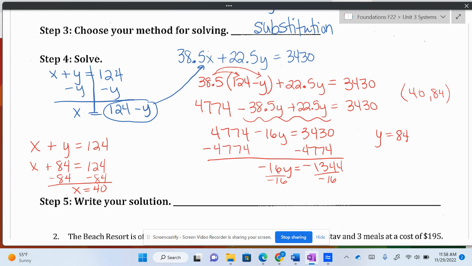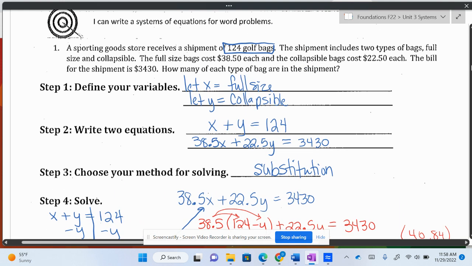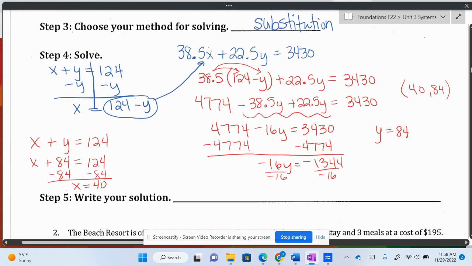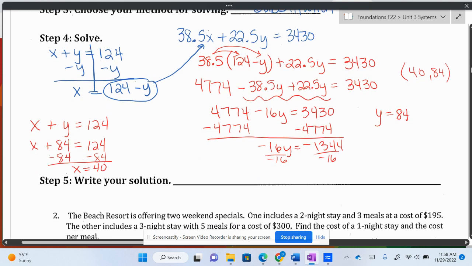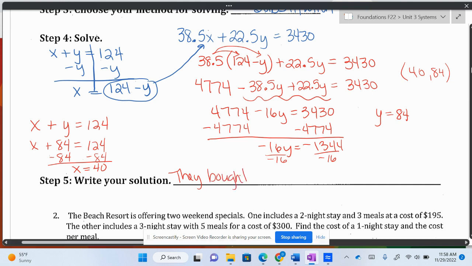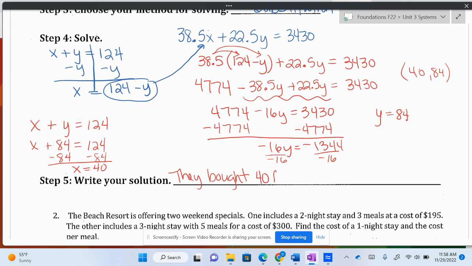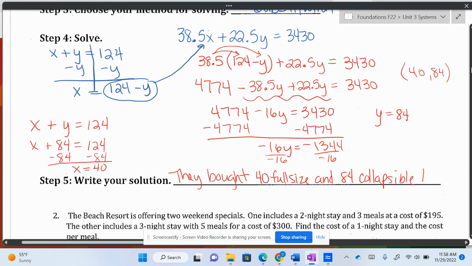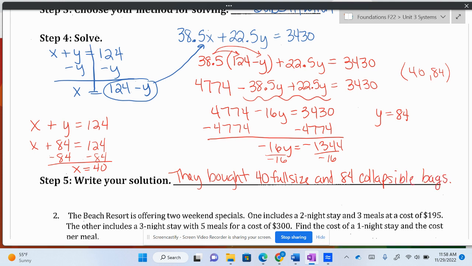Because this is a word problem, we need a sentence answer. Does that make sense? So who's buying this? Does it say who's the buyer? I'm going to just use the word they. Is that okay? Okay. So they bought 40 full size and 84 collapsible bags.